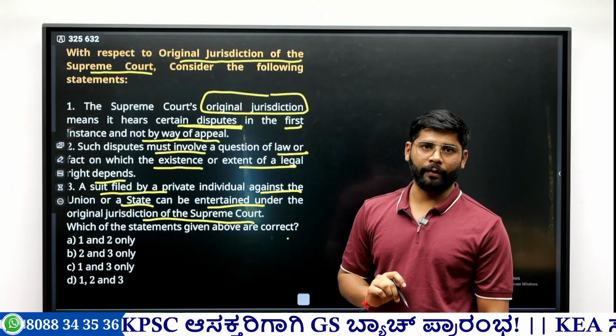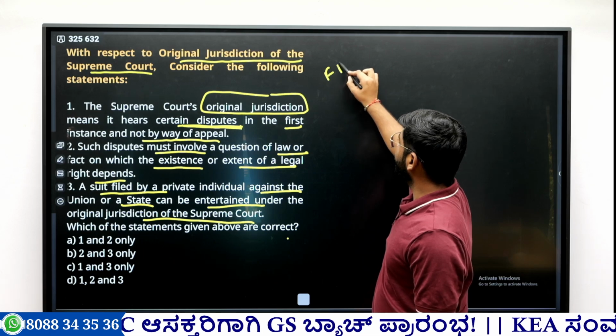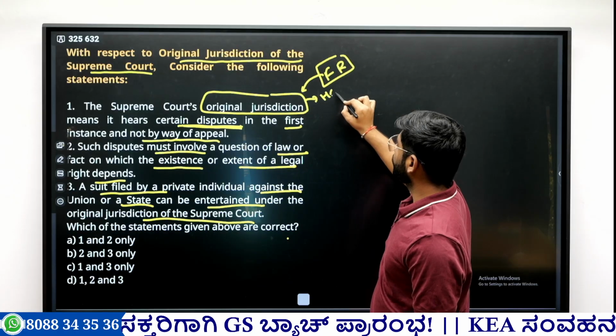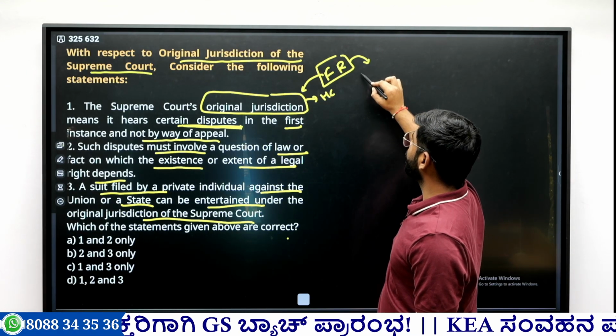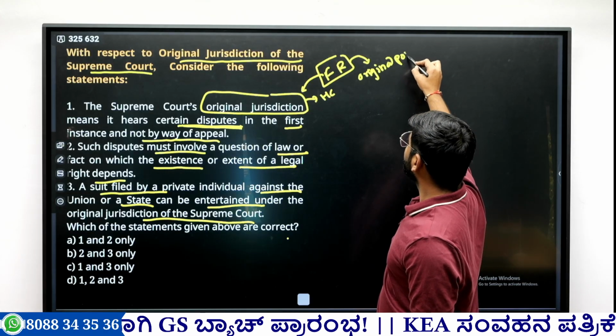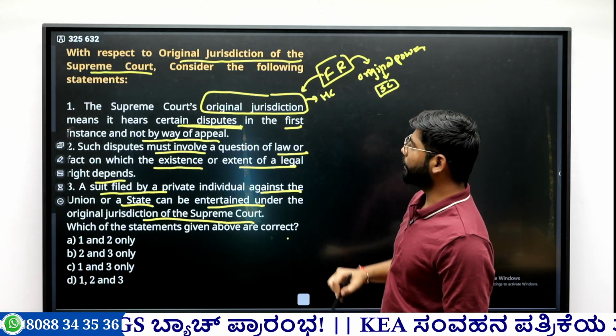And not by way of appeal. So that's why, when it comes to fundamental rights, the original jurisdiction lies with the High Court. But when it comes to fundamental rights, this original power lies with the Supreme Court. Why original jurisdiction with the High Court?